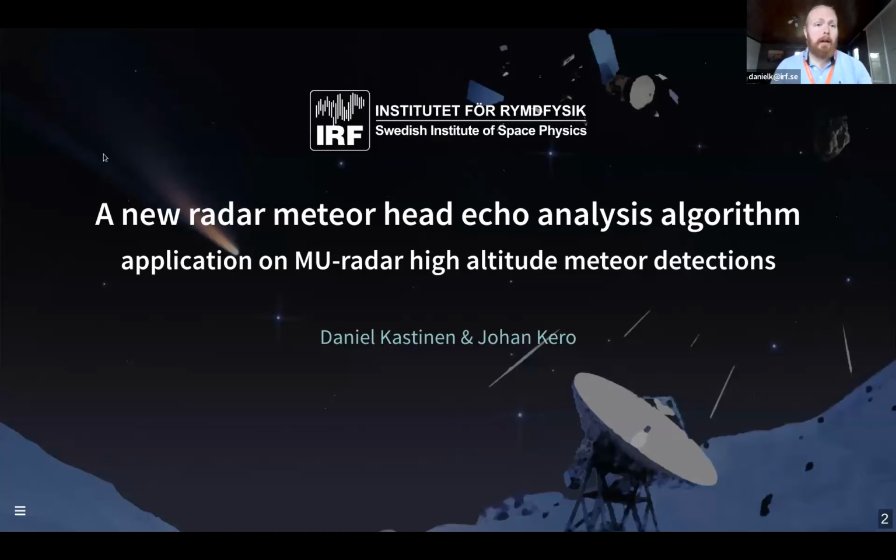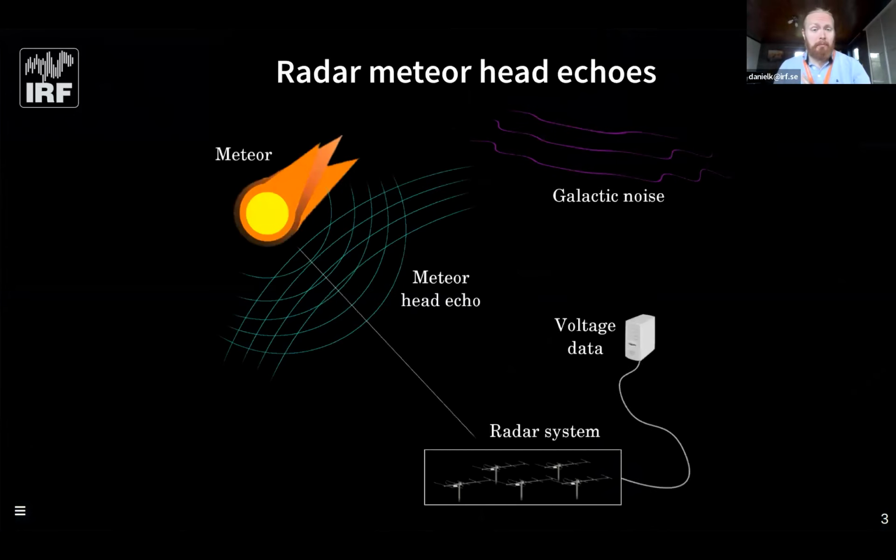Okay, so I'm going to be talking about the new head echo analysis algorithm we've developed and some applications on the new radar that we've done. Starting off, as Gunther showed, we can have the radar meteor head echoes measured by the radar system like this. So we are looking at the dense region of plasma around the ablating meteoroid instead of the trail echo. I'm not going to explain this any further or talk more about this now.